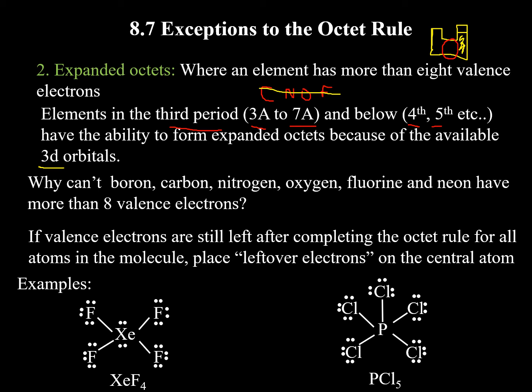So here are some examples. We have xenon tetrafluoride. The xenon here has more than 8. It has 1, 2, 3, 4, 5, 6, 7, 8, 9, 10, 11, 12. And another example here is phosphorus pentachloride. Phosphorus is located under the nitrogen group. Here the phosphorus has 10 valence electrons on the central atom.